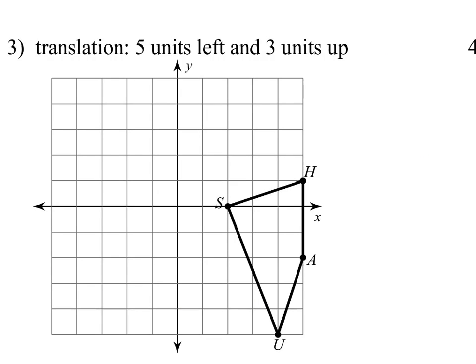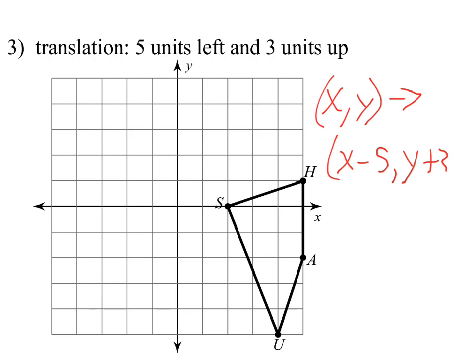Moving on to 3. Again, I'm going to start out with my function this time. So you start out with some x and y values. If you're going to go left 5, you're going to take all your x's and subtract 5. And if you're going to go up 3, you're going to take all your y values and add 3. Just like that. So I'm going to take this left 5, 1, 2, 3, 4, 5, and then up 3, 1, 2, 3. To get my new location. So that's where my S prime is going to be.